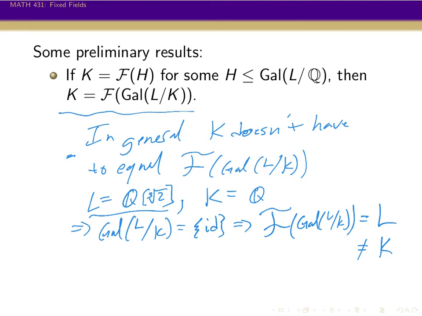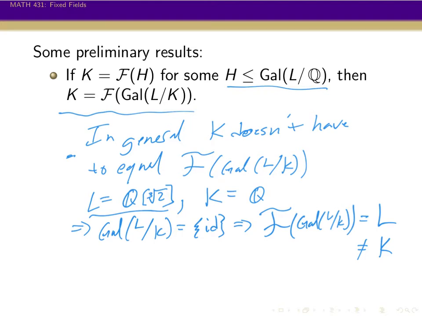So K is always going to be inside the fixed field of its Galois group, but it doesn't always have to equal it. But one case where it does equal it is if it already is a fixed field for some subgroup of the Galois group of L over Q, then it has to be the fixed field for its Galois group.